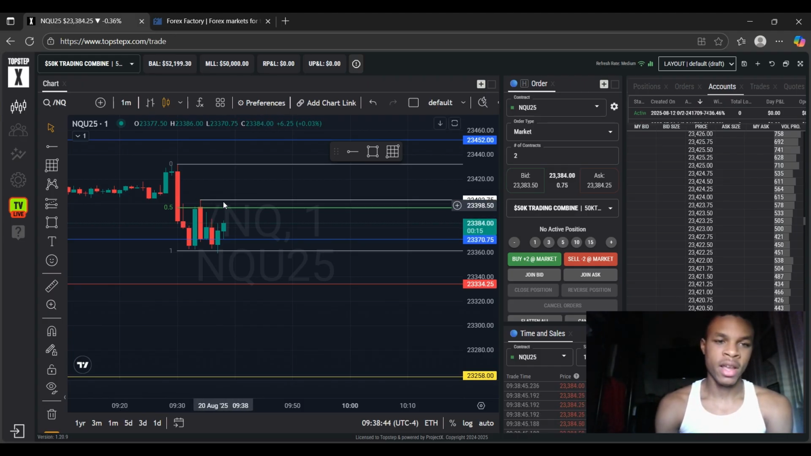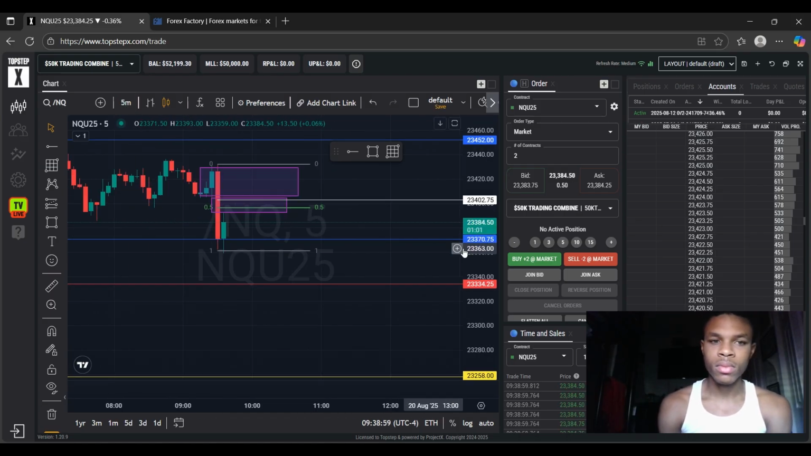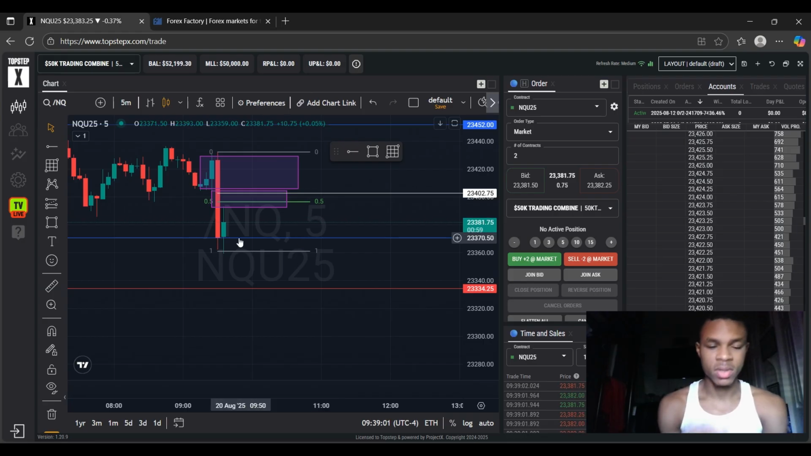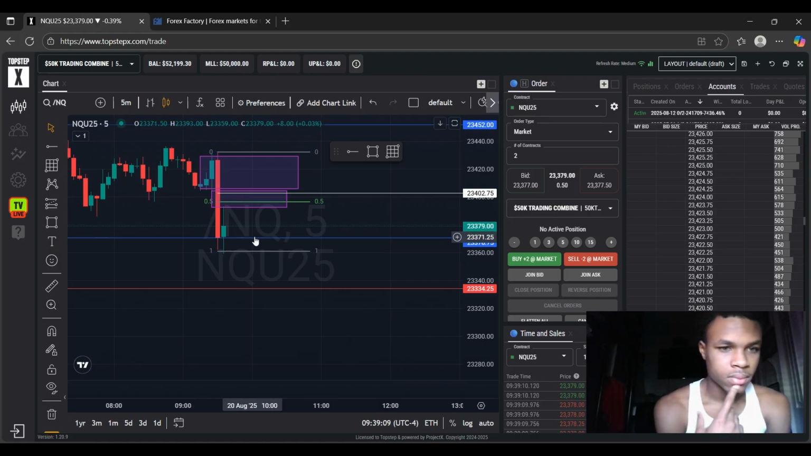Because if we could find an entry up here, we could just take a short down to Asia low. That should get us off the eval. So we just got to be patient and wait for our entry to appear. I feel like this 5 minute candle is going to start forming our setup. Like the closure of this candle is going to start forming our entry to our trade.